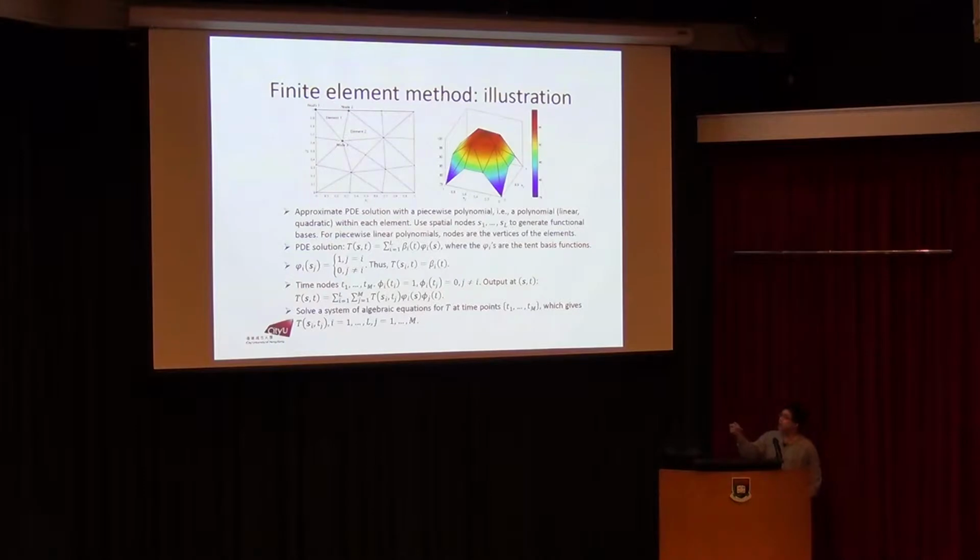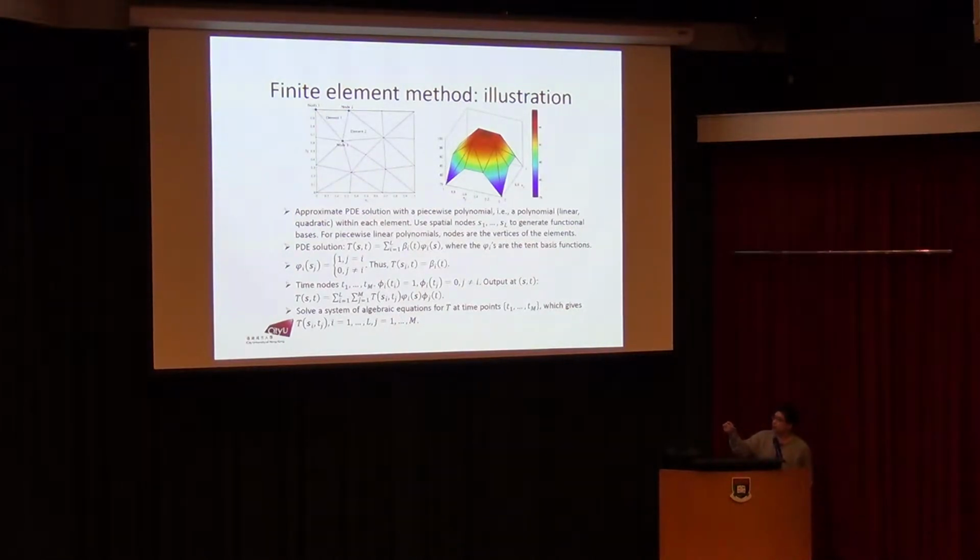So for a fixed time point, the functional bases are also called tent basis functions, okay, and there is one tent basis function for each node. So this tent basis function phi i is 1 at node si, okay, and is 0 at the other nodes. So for a fixed time point, the temperature or the PDE solution is approximated as a linear combination of these tent basis functions. So the coefficient is beta it.